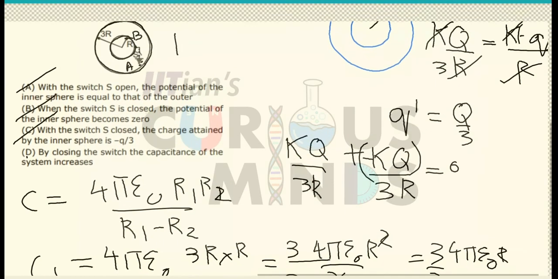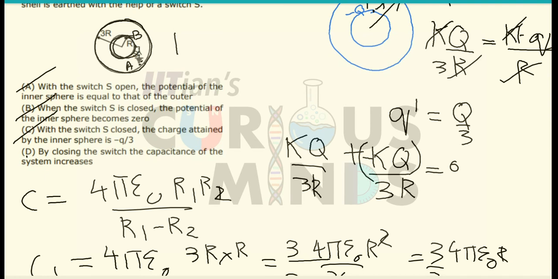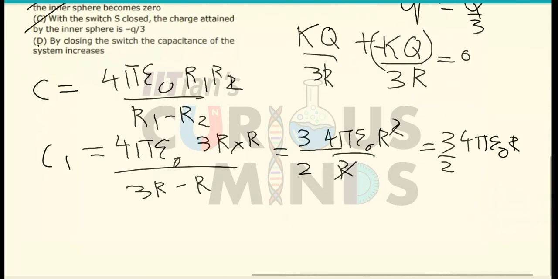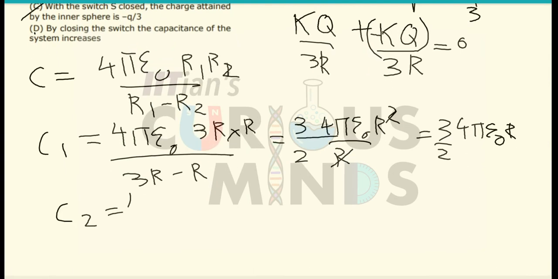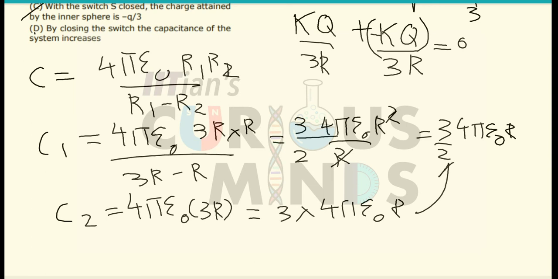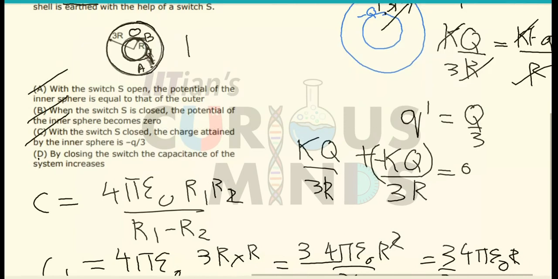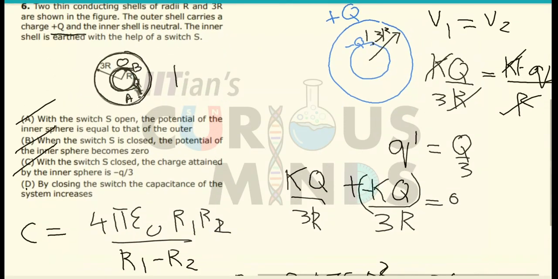Now in the second case, when the switch is closed, there is no voltage developed across the inner sphere, that is, the potential difference is 0. So the only potential will be due to the outer shell. So C2 will be equal to 4 pi epsilon naught into R, where R is 3R, that is 3 into 4 pi epsilon naught R. So the capacitance in the second case is 2 times the capacitance in the first case. So the capacitance has increased. So the correct answers are all 4 options, A, B, C and D.